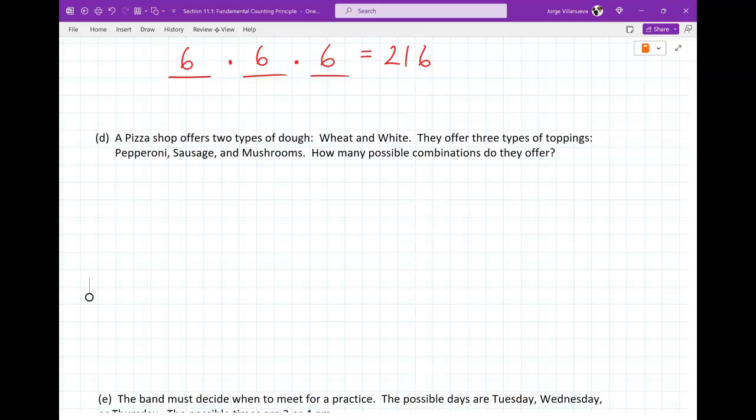The dough. So that's the first event. I'm going to write right here, the dough. Right? What's my next event? The toppings. So there's only 2 events happening, right? I got to pick the dough. I got to pick the number of toppings. So the dough, I have 2 options, and then how many toppings? 3. So how many different ways can I create a pizza? 6 different ways.